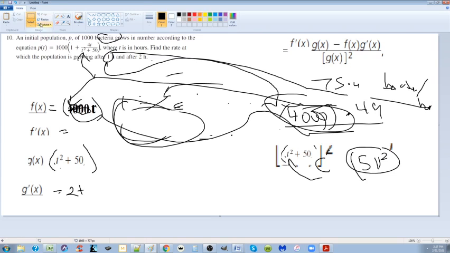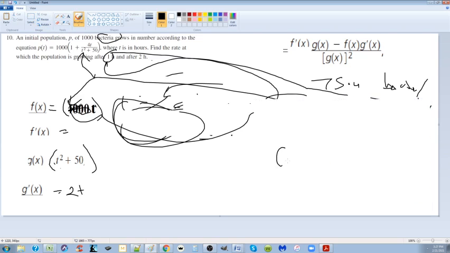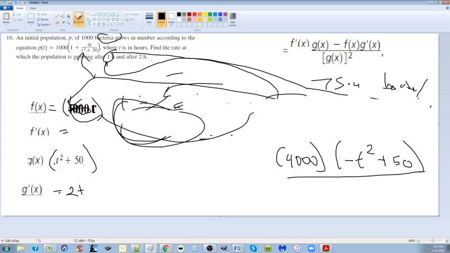Great. Let's do the same thing. Let's write a clean equation. Okay, it's going to be 4,000 times minus t squared plus, what did I have up there? 50. All divided by t squared plus 50 squared.